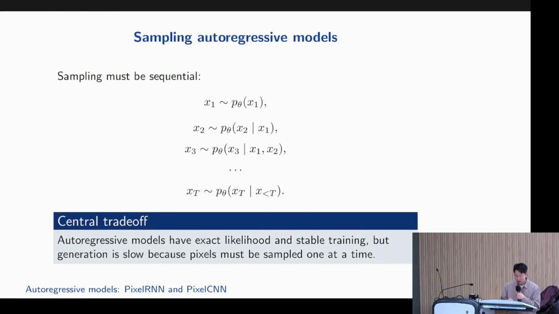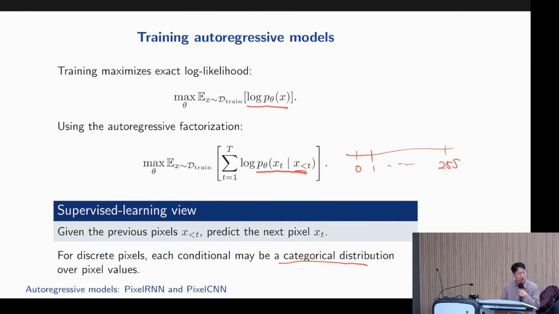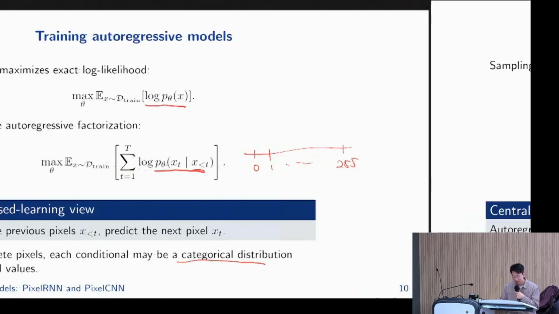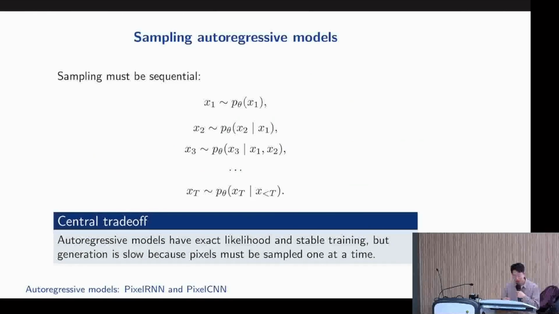Okay, so once we finish training, how do we sample or how do we do inference? We must follow the specific order that we chose. So we must sequentially generate one pixel at a time. So generate x1. Given x1, generate x2. Given x1, x2, generate x3, and so forth.